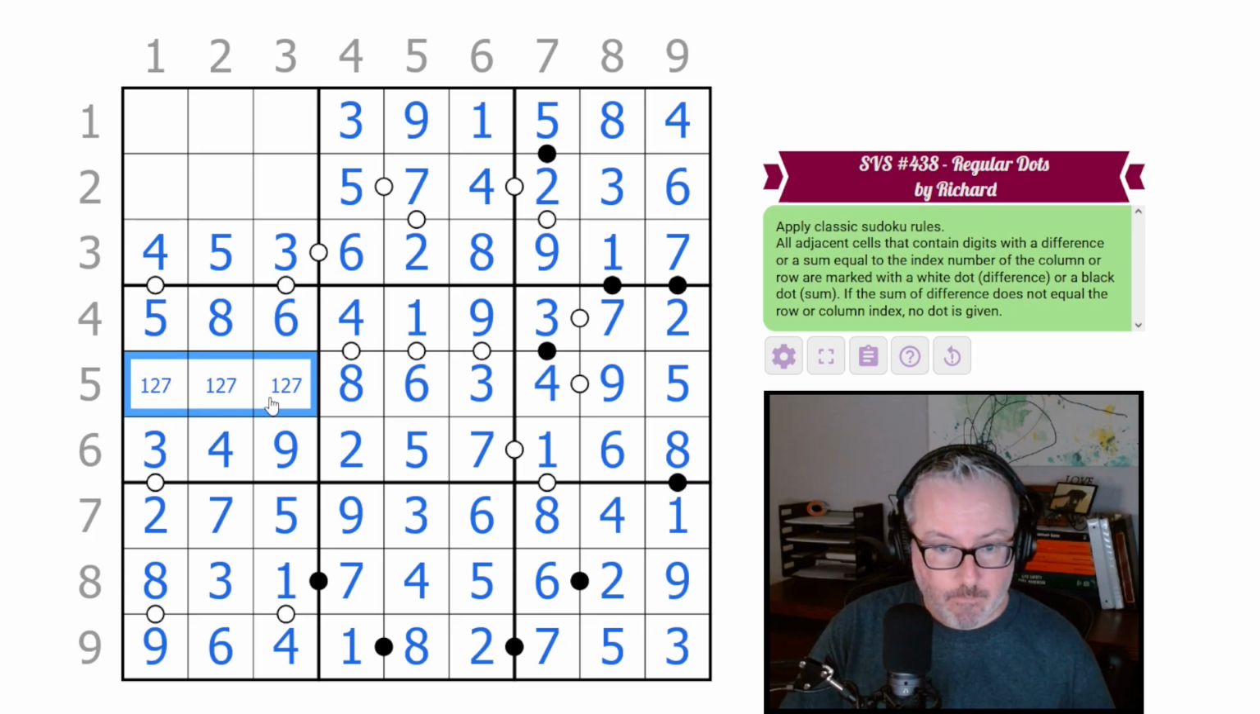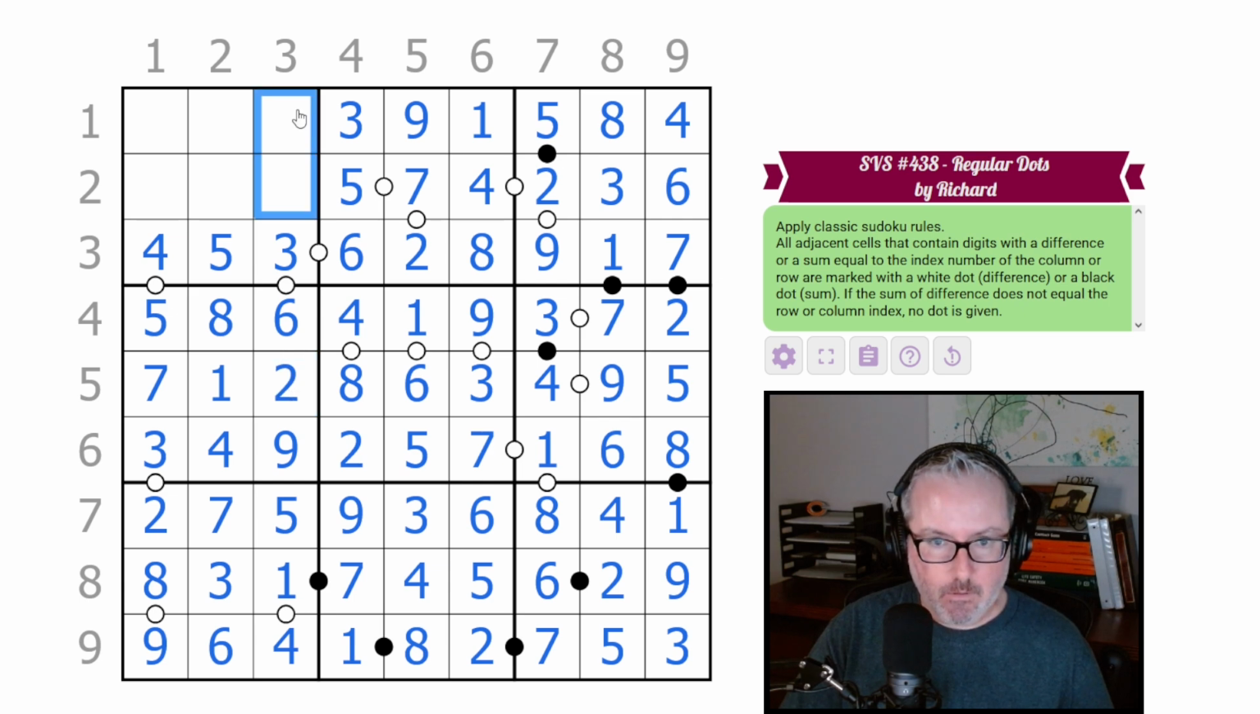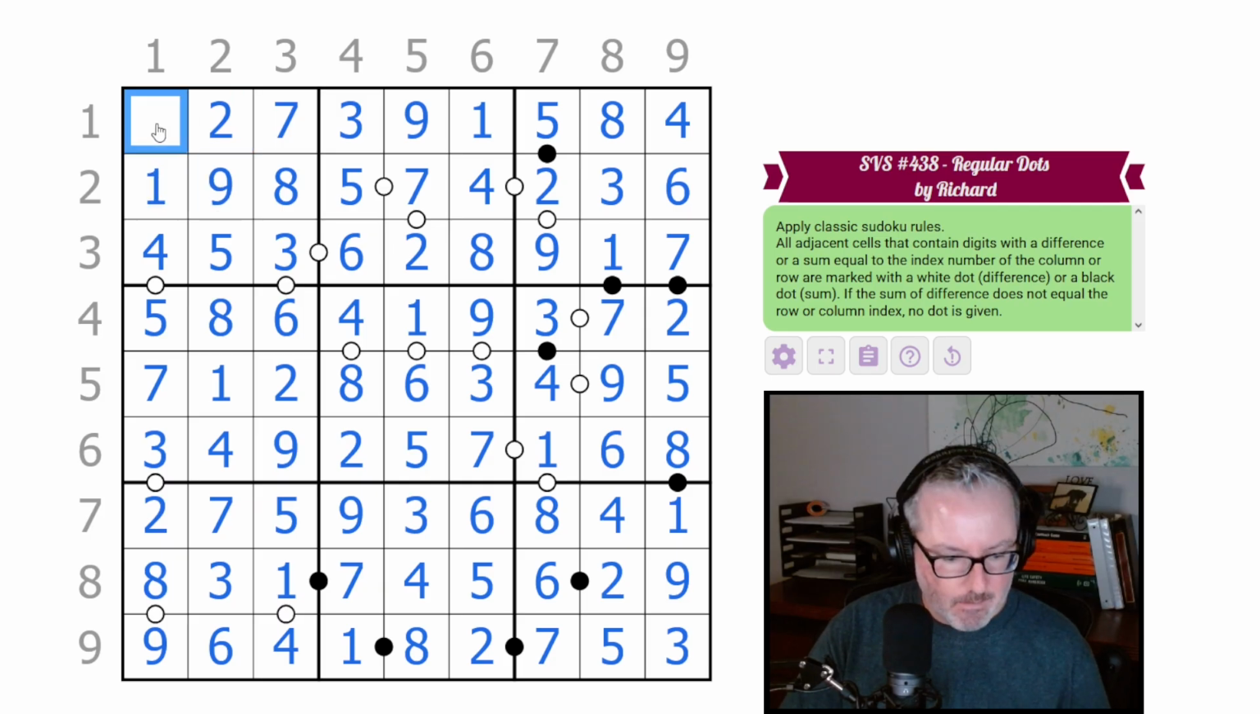1, 2, and 7. This is not 1. This is not 7. This is not 2. Do we have any negative constraints? 3 to 1. Yes, this can't be a 2 because they would have a white dot between them. That's 1, 7, 2. What are these guys? 7 and 8. We can just do that. 7. What are these two? 2, which goes here, and 9. Then we have 1 and 6.